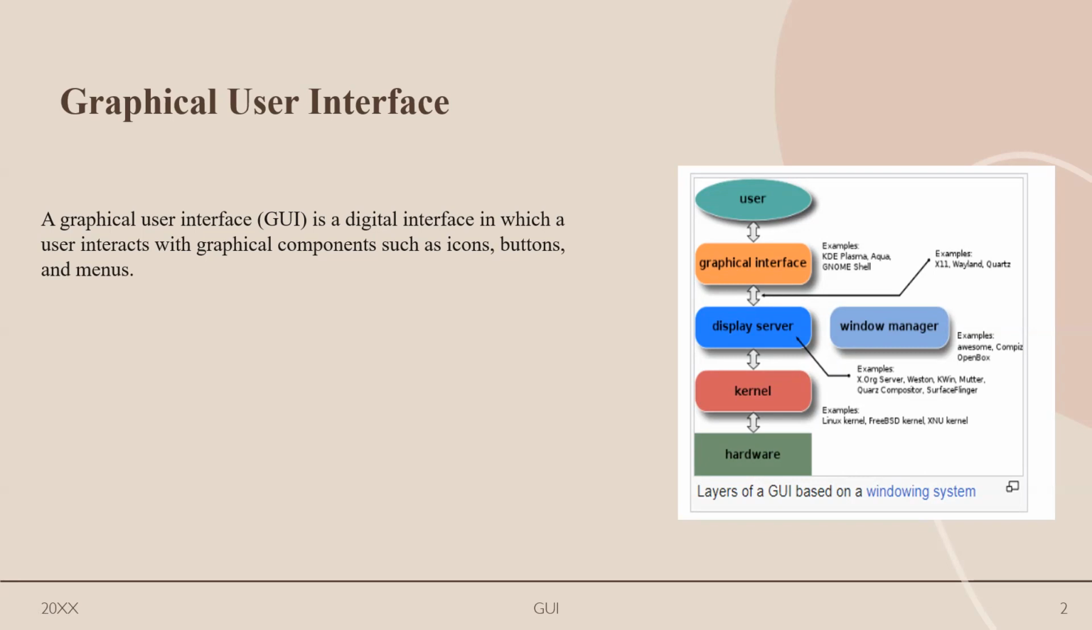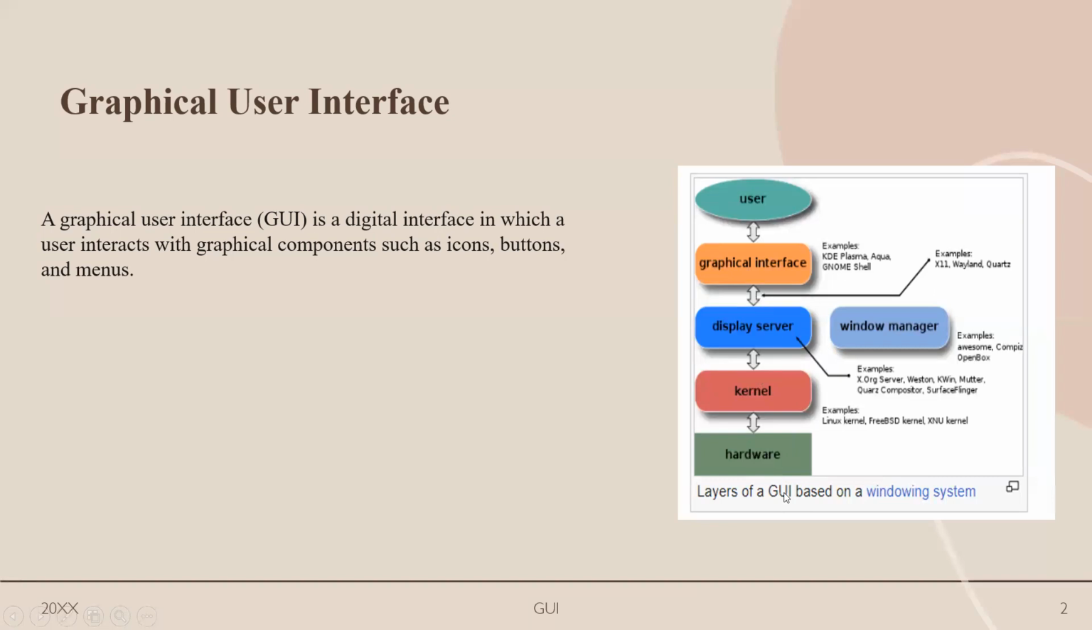In a GUI, the visual displays in the user interface convey information to the relevant user, as well as the actions that can be taken. These are the layers of a GUI-based windowing system. The graphical user interface communicates between the user and the hardware, that is, the display server, and this server is a windowing manager.